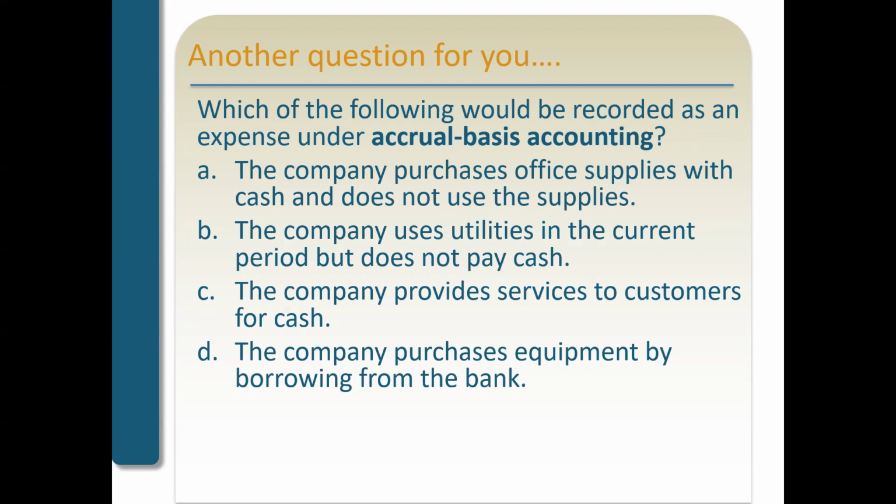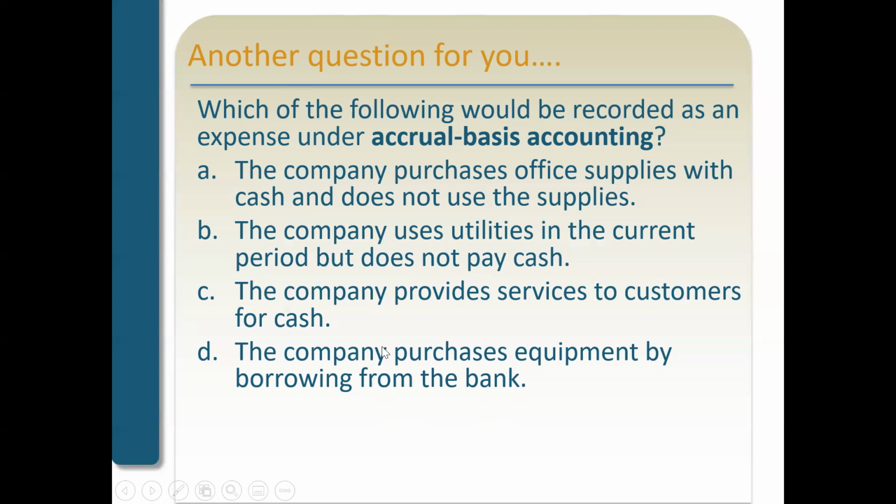We utilized utilities, we received the bill, but we haven't paid it yet. What would we debit? Yes. What would we credit? Accounts payable. Yes, accounts payable, we owe the money. The company provides goods and services to customers for cash. That's not an expense, that's a revenue, right? And the company purchases equipment by borrowing from the bank. What is equipment? An asset.